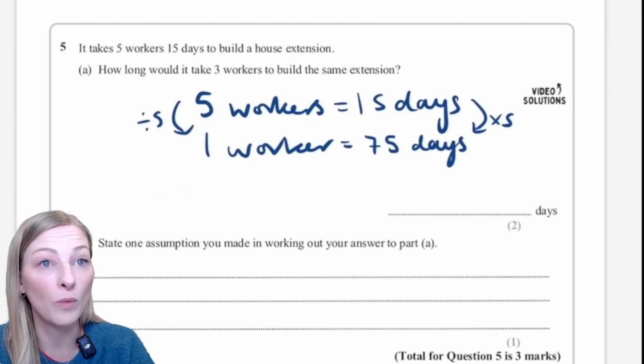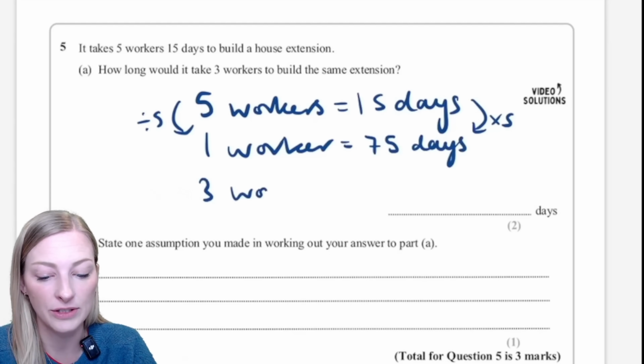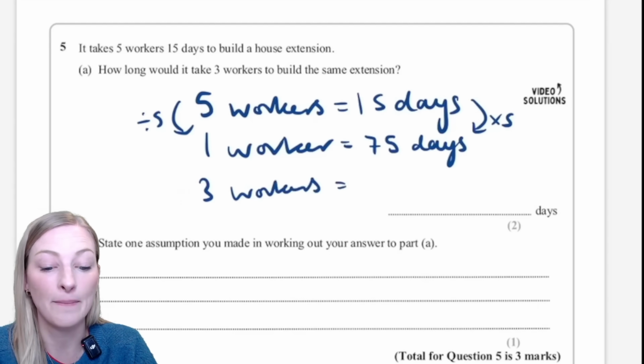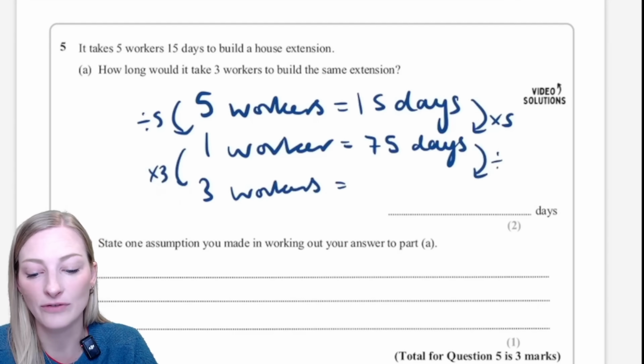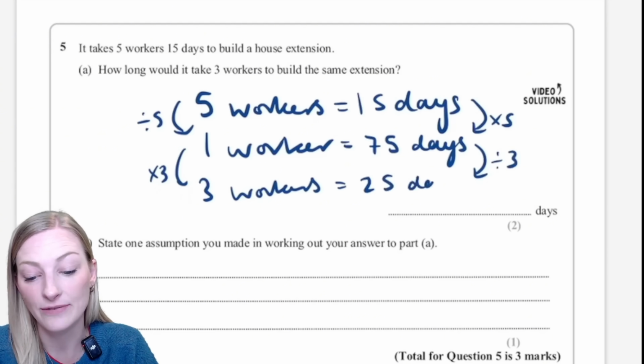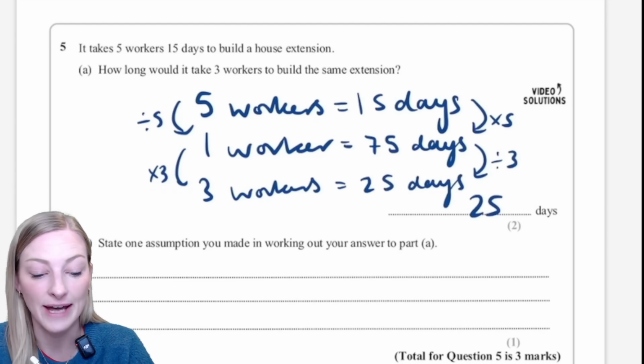But I haven't got 1 worker, I've actually got 3 workers. So let's then multiply that by 3. And if I'm multiplying the number of workers by 3, I'm going to divide the amount of time by 3. So that would be 25 days as our answer there.